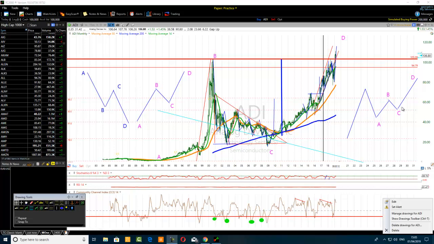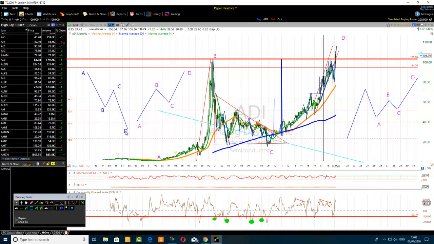Sometimes you will see that the distance from A to B may be longer than the distance from C to D. When you see that, you know that the reversal is likely to take place at point D. The point D is a reversal point. So if A to B is longer than C to D, and a common setter is broken, there's a high chance we may see a reversal. Understand that?